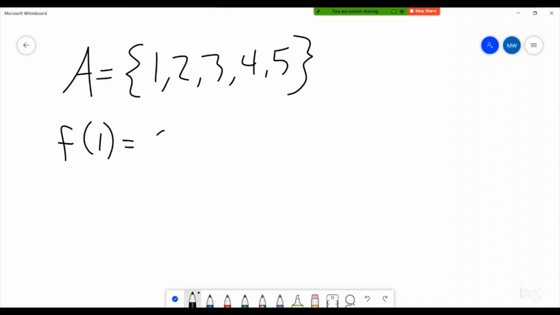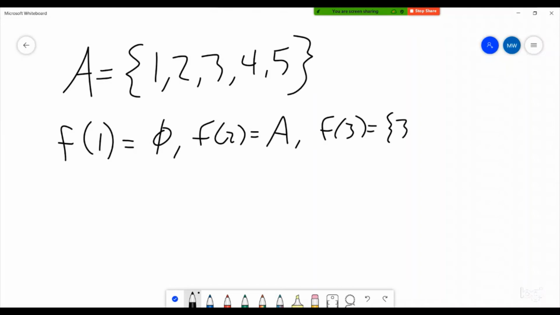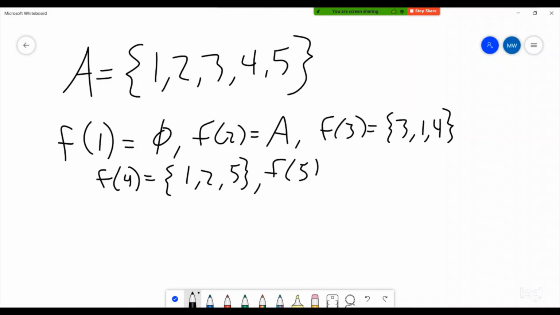So if f of 1 is the empty set, f of 2 is A, f of 3 is the set containing 3 and 4, f of 4 is the set containing 1, 2, and 5, and then f of 5 is equal to the set 1, 3, 5.